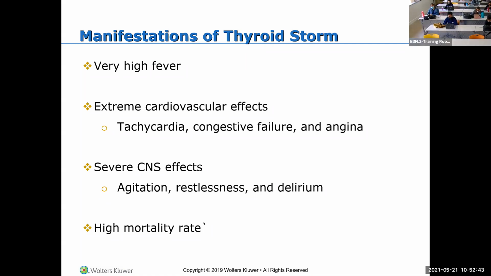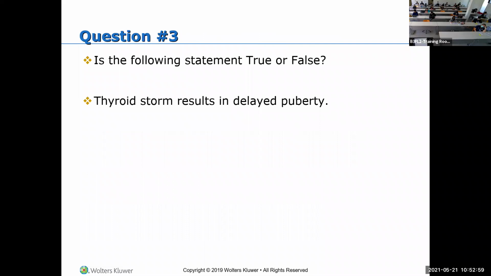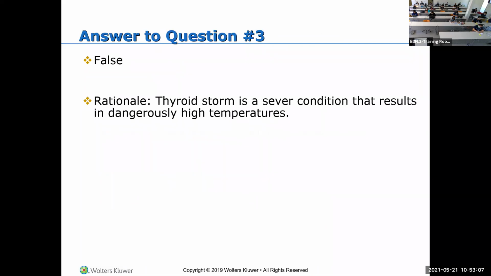But I mentioned a patient with difficulty in breathing, high temperature, high blood pressure, that is called hypertensive crisis. Patient needs urgent treatment. Is the following true or false? Thyroid storm results in delayed puberty? I don't think so. That is false. Thyroid storm is a severe condition that results in dangerously high temperature. In thyroid storm, temperatures shoot.